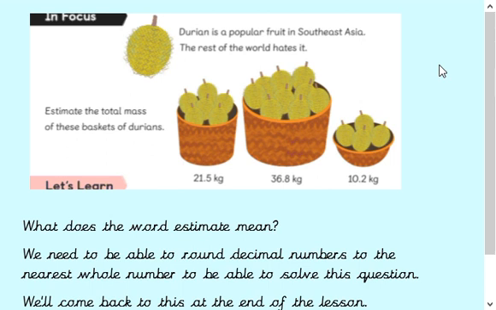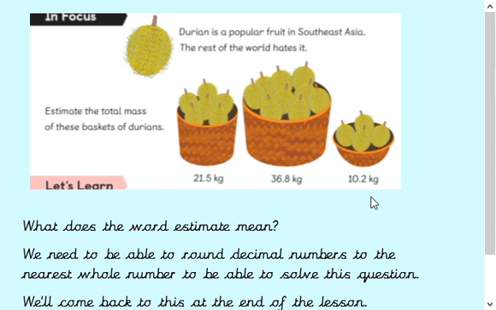Our in focus task this morning is focusing on a fruit from Southeast Asia called durian. Now, it's popular in Southeast Asia, but the rest of the world do not like it generally. That's why I've not heard of it, to be honest. The question is asking us to estimate the total mass or total weight of these baskets of durians. And you can see there we've got 21.5 kilos, 36.8 kilos, and 10.2 kilos.